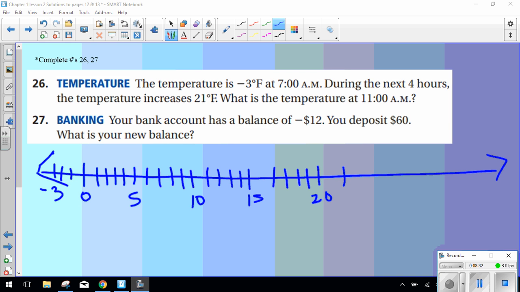Okay, so I drew a number line. I went from negative 3. I didn't put all the numbers in. It would just take way too much time. So here's negative 3, negative 2, negative 1, 0. And then I counted every 5. So 5, 10, 15, 20.